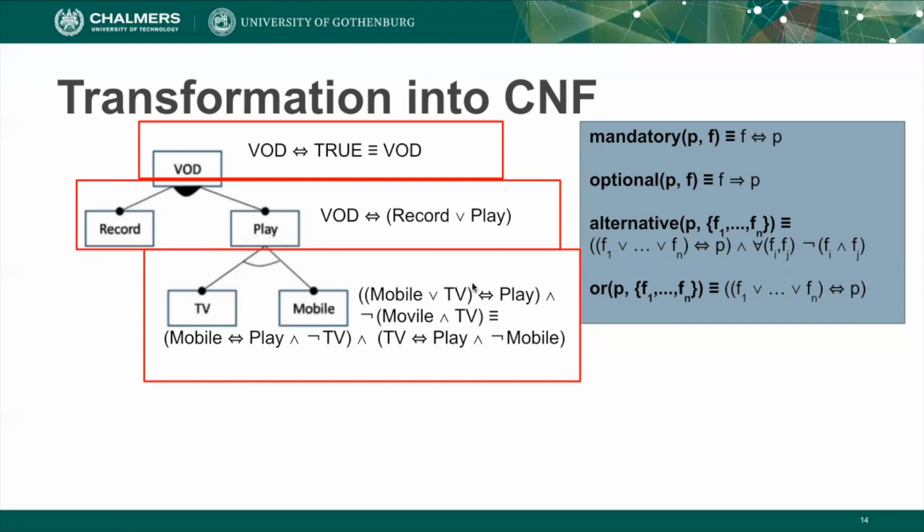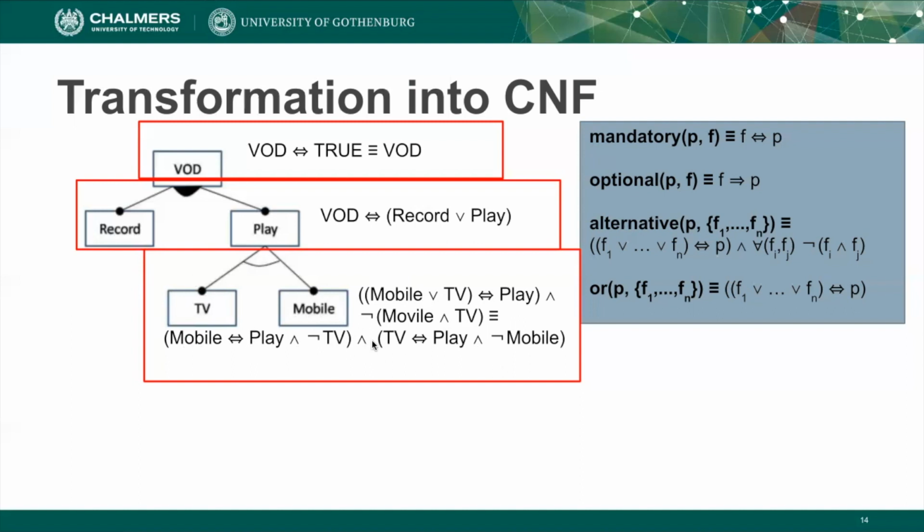We can simplify this a little bit, right? Just so it looks a little bit simpler. And what we can turn this into is an equivalent statement: mobile is equivalent to play and not TV, and TV is equivalent to play and not mobile, right? So if we choose mobile, we must choose the parent and not TV. Similarly, if we choose TV, we must choose play and not mobile, right? So that's the same way to express that in a form that's a little easier to transform.